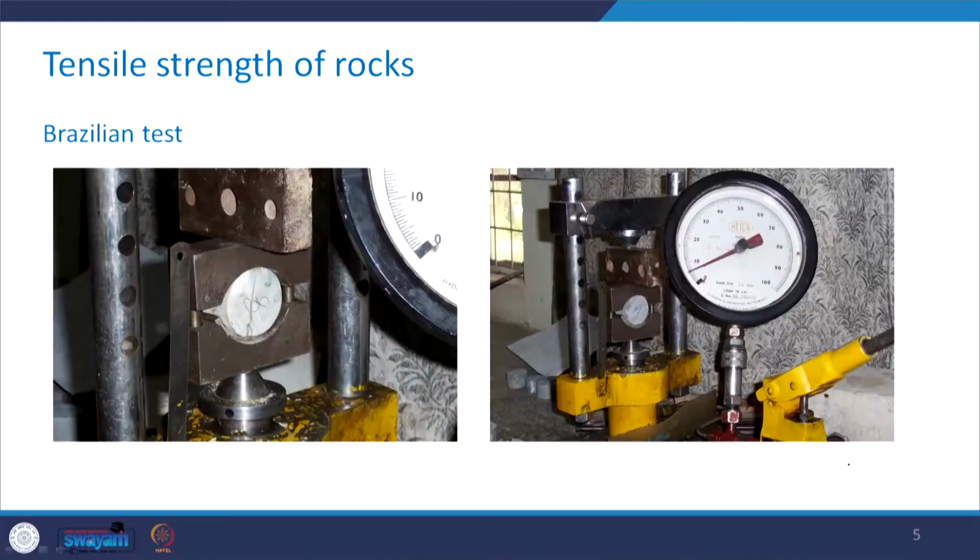So, here is the picture where the sample is subjected to the Brazilian test. You can take a look at how the specimen is held between these two grips. This is the broader look and this is the closer look of the specimen, and you can see how the cracks are developed along this diameter.